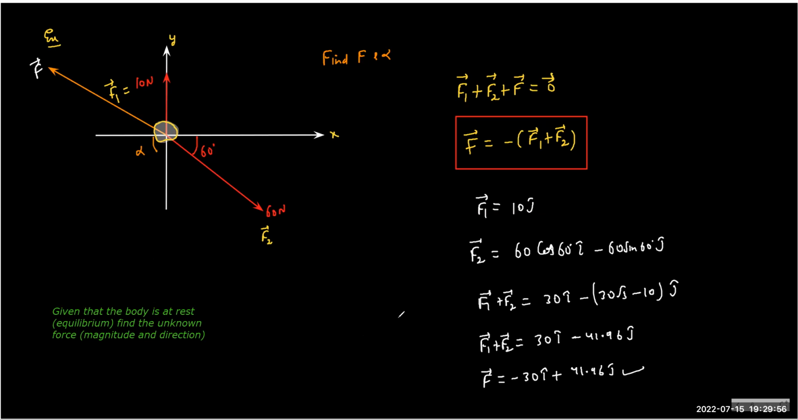So to find the magnitude, what can we do next? How to find the magnitude, guys? Given the x and y components, what do we do? So square root and then square. Yeah, so we square that: 30 squared and 41.96 squared. How much is this coming? Anyone?